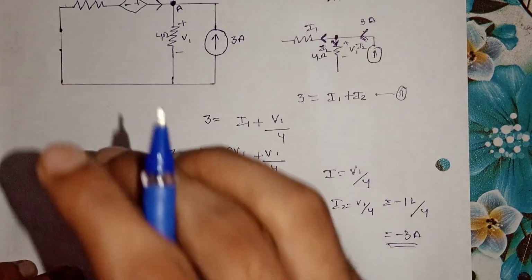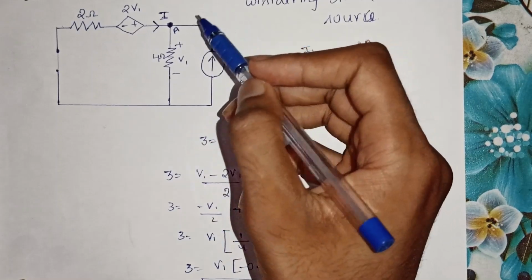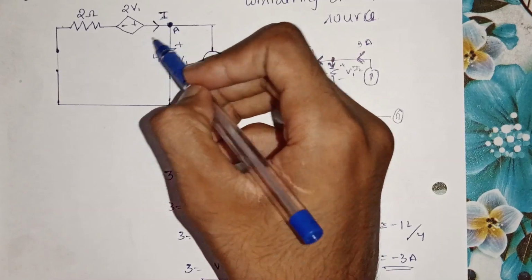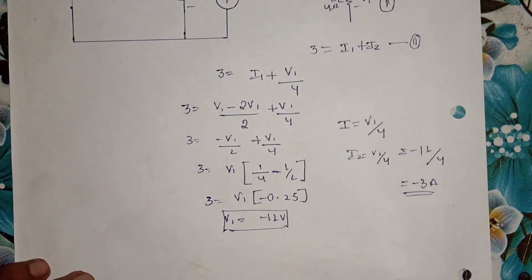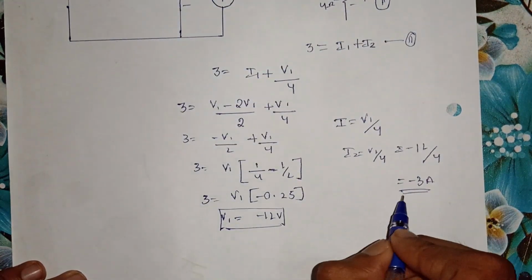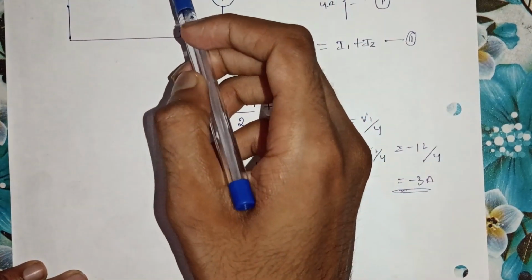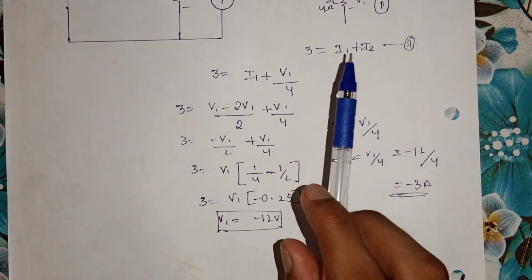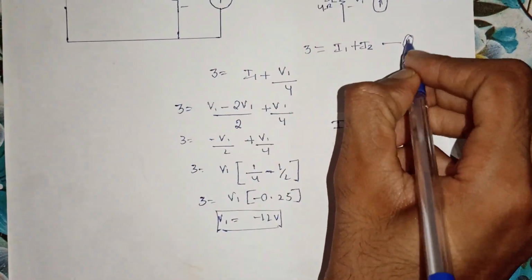So since I know the branch currents, that is, the current to this branch is obviously 3 ampere, and the current to this branch is minus 3 ampere, I can calculate the current I, which was given in the question. In order to calculate the current I, I then consider the equation, that is, equation 1.